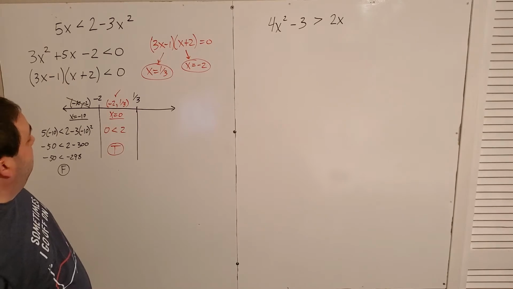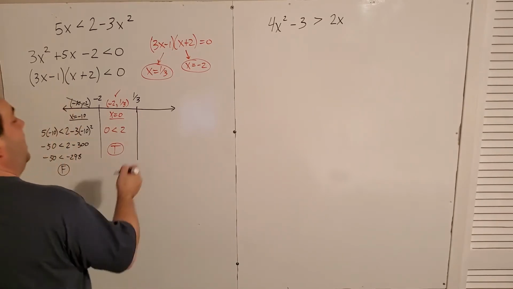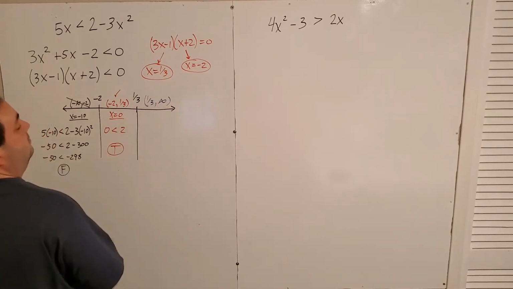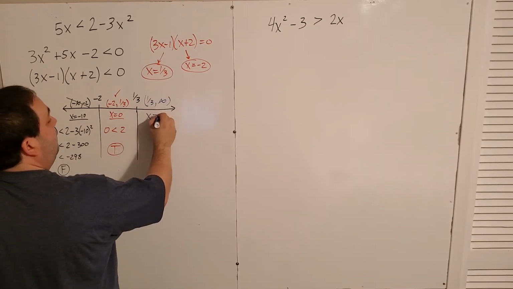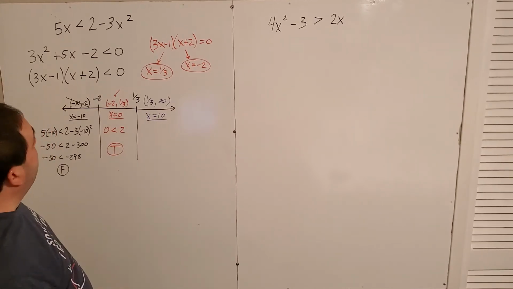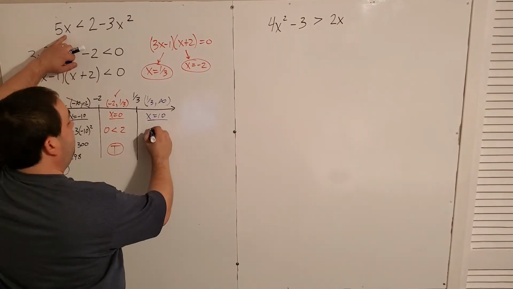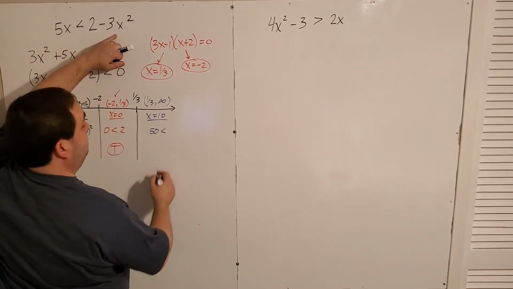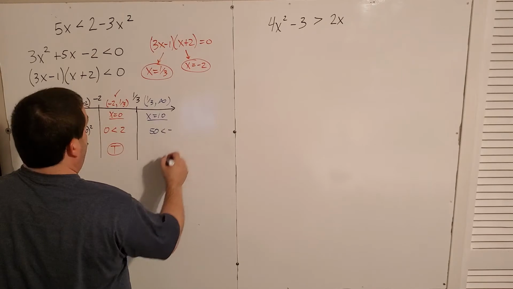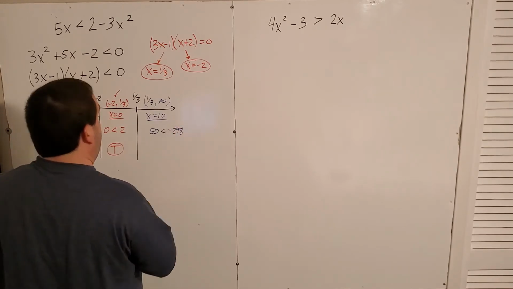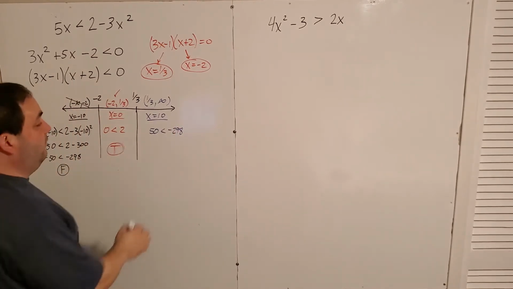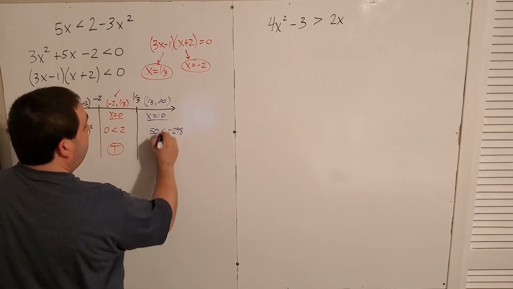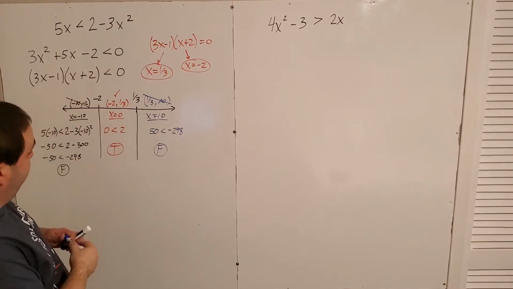Okay. So then, in this last interval, I have anything from 1/3 to infinity. Why not pick 10, right? Again, that's a pretty easy one to plug in. So I'm going to get 50 is less than 2 minus 300 again, right? That's less than the 298, like that. And of course, 50 being positive is not going to be less than a negative number. So that, again, is false, and I won't be using that section.